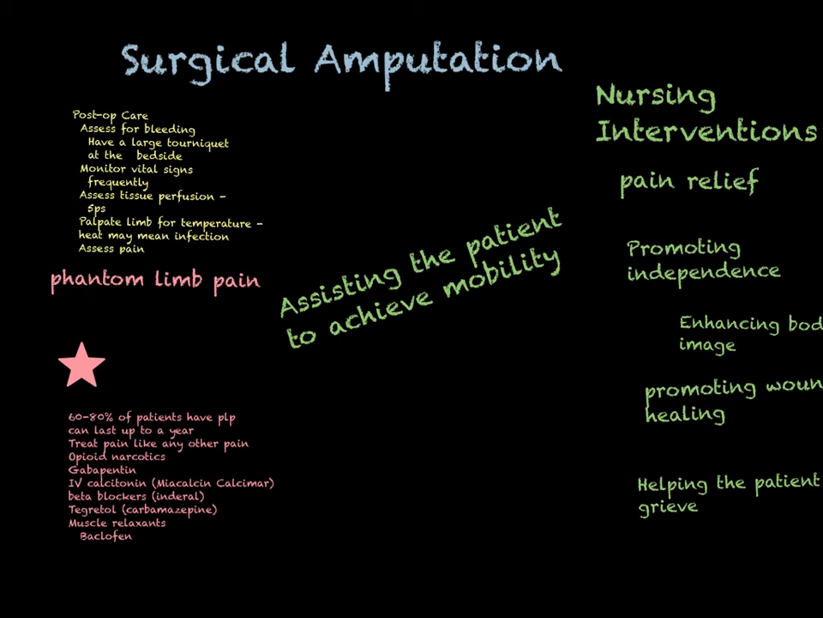So we want to make sure that the patient is not abducted or externally rotated abnormally or internally rotated. You can use a trochanter roll to sort of help position that limb so that it's in proper alignment. You're going to do range of motion on the residual limb, and you're going to teach your patient that they need to do this too.